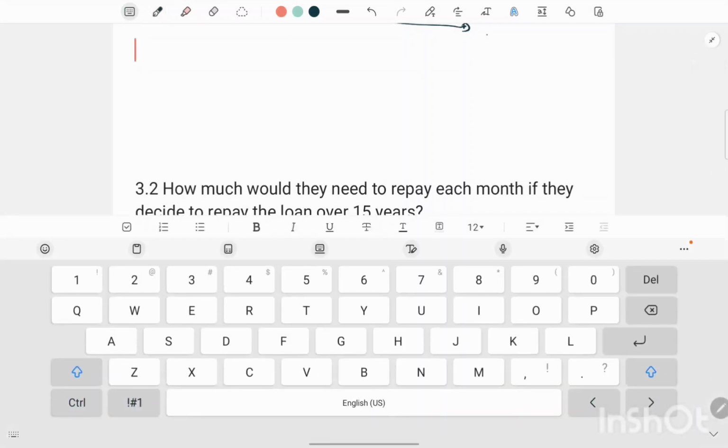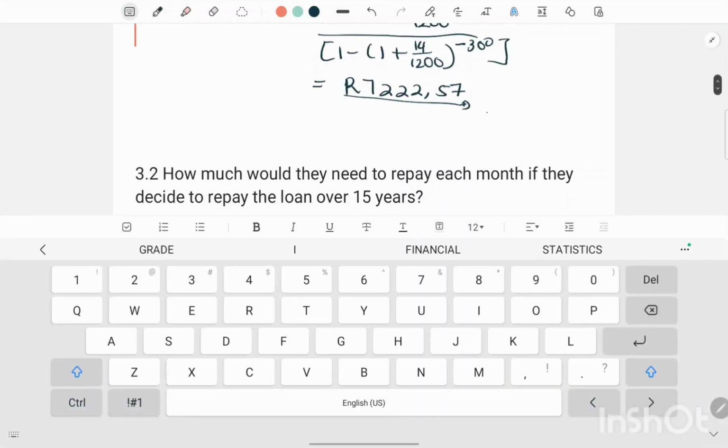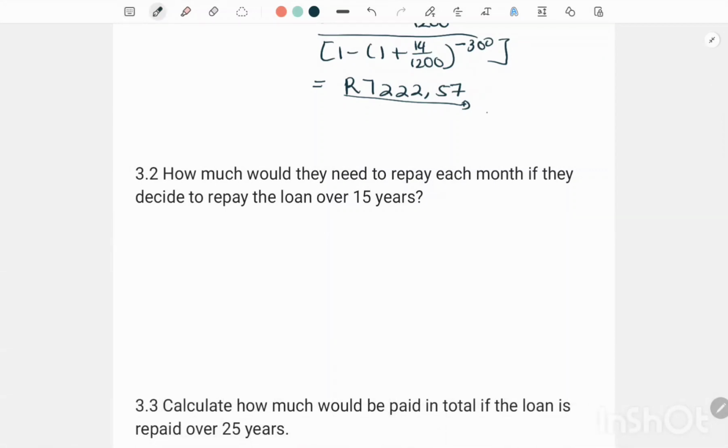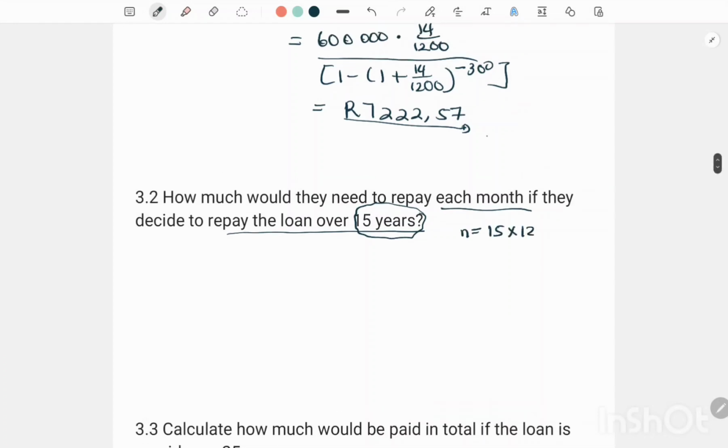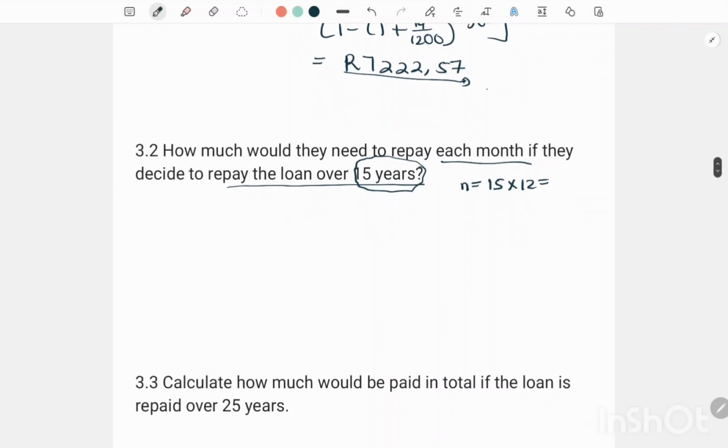How much would they need to repay each month if they decide to repay the loan over 15 years? So what only changes is the period, 15 years. Your N will change, 15 times 12. So they want to see how much they will pay if they decide to take this loan for 15 years. So 15 times 12 means they make 180 payments.